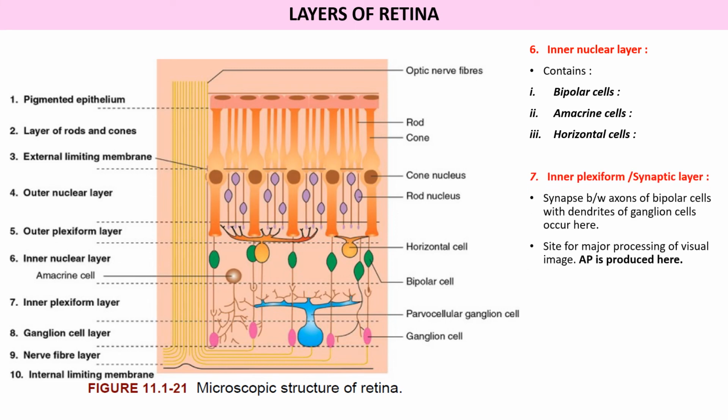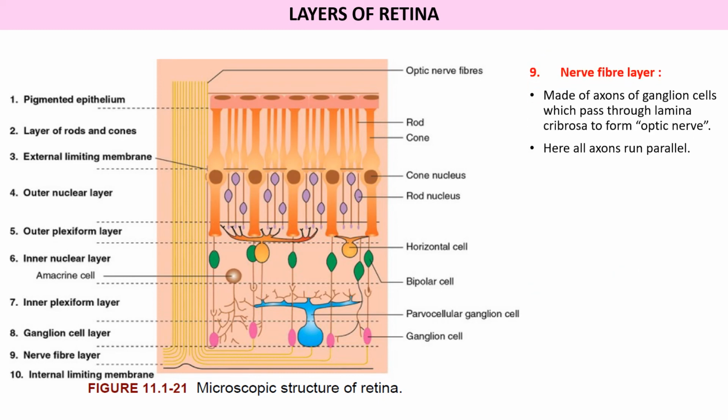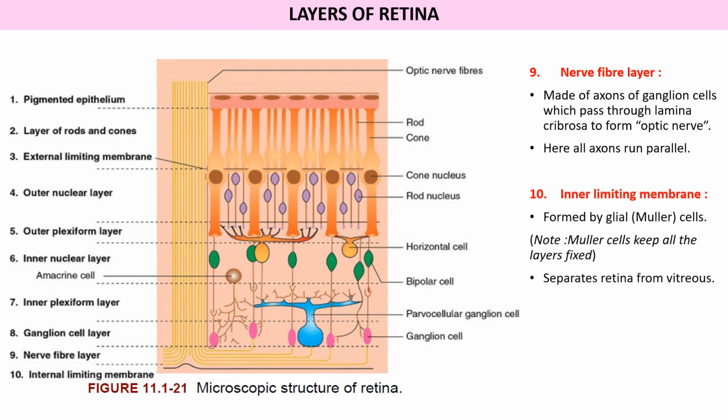The inner synaptic layer is made up of synapses between the axons of bipolar cells with dendrites of ganglion cells. It is the major site of processing of visual image. The ganglion cell layer is made up of ganglion cells that transmit the visual information to the brain. The nerve fiber layer is made up of axons of ganglion cells which pass through the lamina cribrosa to form the optic nerve. The last layer is the inner limiting membrane, which is formed by glial cells, and it separates the retina from the vitreous humor.